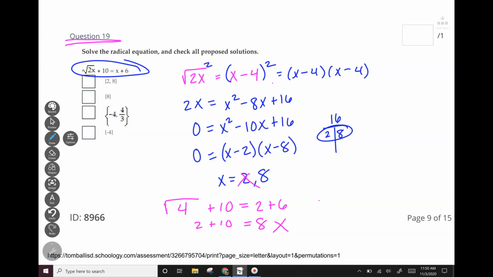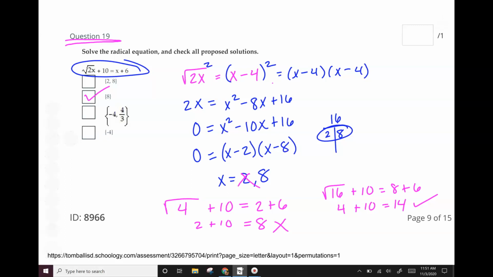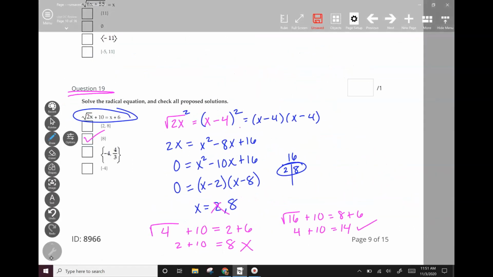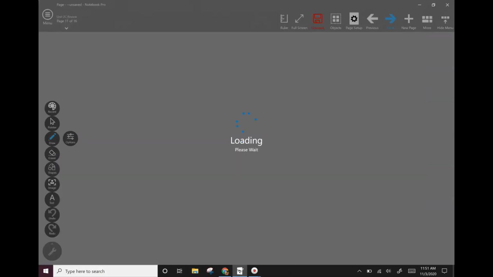Let's try the other one. 2 times 8. So the square root of 16 plus 10 equals 8 plus 6. That's 4 plus 10 equals, let's see, 8 plus 6 is 14. Perfect. 4 plus 10 is 14. So 8 is the only solution. So remember, on radical equations, when you square both sides to solve, you have to, in some form or fashion, go back and check both of your solutions before you select your answer. Okay, so you get your two solutions and then you need to check them. Plug them back in or look at your calculator.